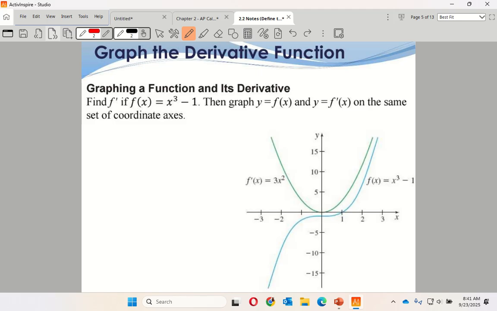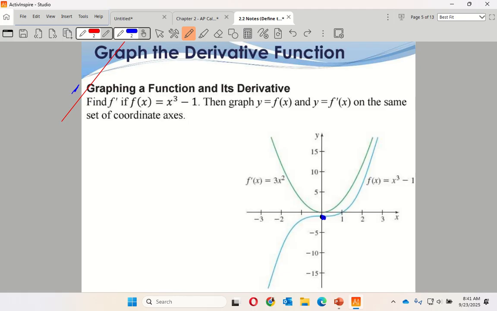All right. Graphing functions and their derivatives. Find f prime if f is equal to x cubed minus 1. Then graph y equals f of x and y equals f prime of x on the same set of coordinates. Now, the blue one right here is going to be my x cubed. By graphing it, there are certain things that I understand. Right here, what do I know about the slope at that point? It is 0. Very good. It has a slope of 0.